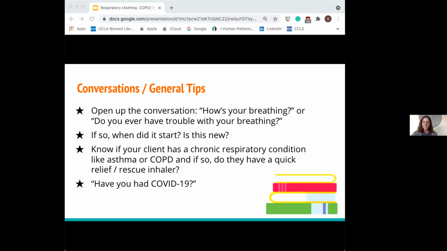And finally, like I said earlier, there's a lot that can be going on with respiratory conditions. So it's a good idea to help connect clients to a provider if they're open to it and haven't already.